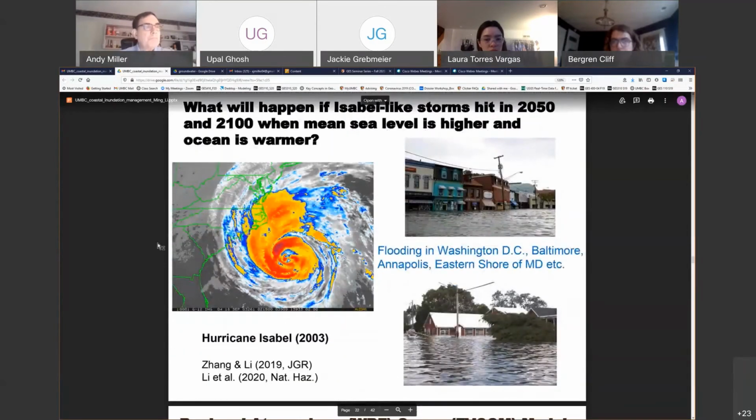Another thing we did was to look at the storm surge. The question we tried to address is, if an Isabel-like storm hit in 2050 when the mean sea level is higher and oceans warmer, how is that going to affect Chesapeake Bay? As you know, Isabel flooded Washington D.C., Baltimore, Annapolis, and the eastern shore of Maryland. Next slide, please.